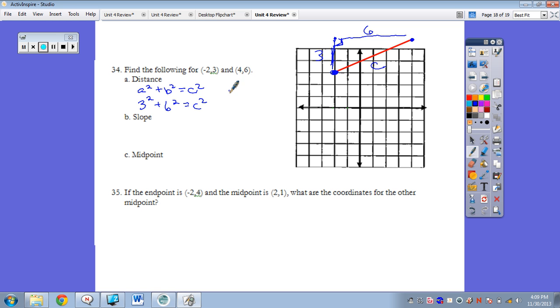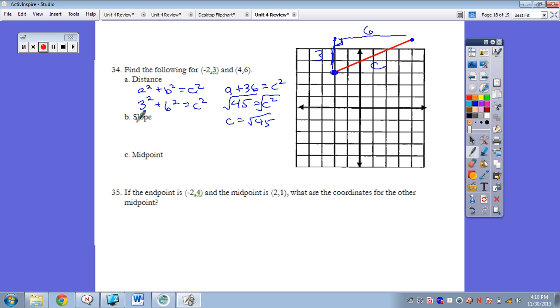Okay, so you've got 9 plus 36 equals C squared. 9 plus 36 is 45 equals C squared, and then in order to get C by itself, take the square root of both sides, so C is equal to the square root of 45, and that's your distance, and you can leave it like that.